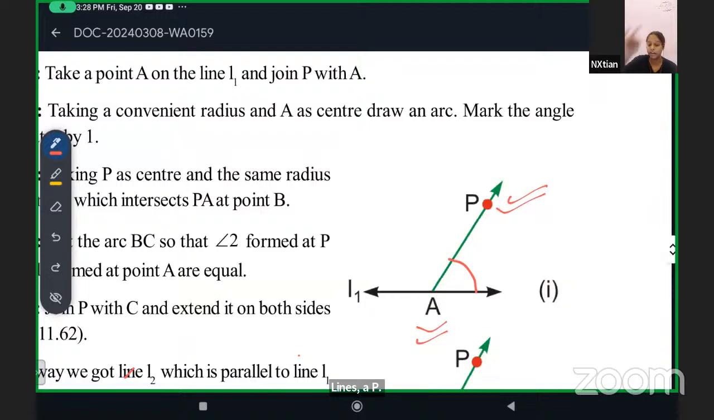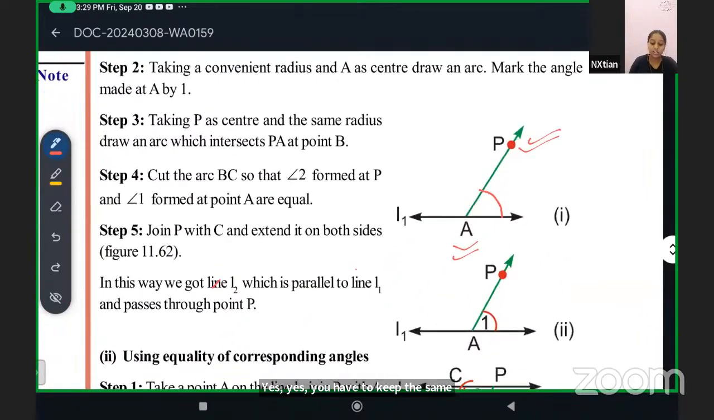Okay, not the line between the A point and the B point. Yes, the line between the A point and the P point it has to touch. Okay, ma'am. And can we keep the same radii? Yes, you have to keep the same radii. Don't change the radii. Okay, we will need the same radii.